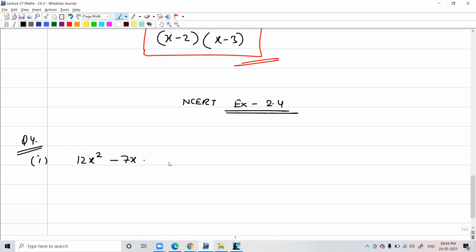Minus 7x plus 1. Can you people do this factorization using splitting the middle term? Can you people try and tell me? Yes, sir. Give it a try. Okay, sir.